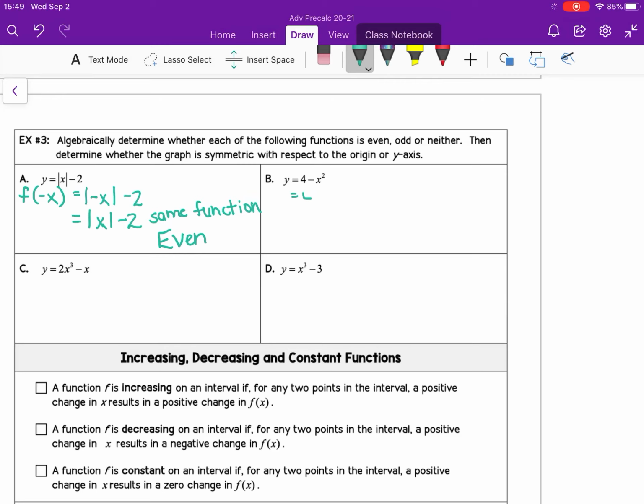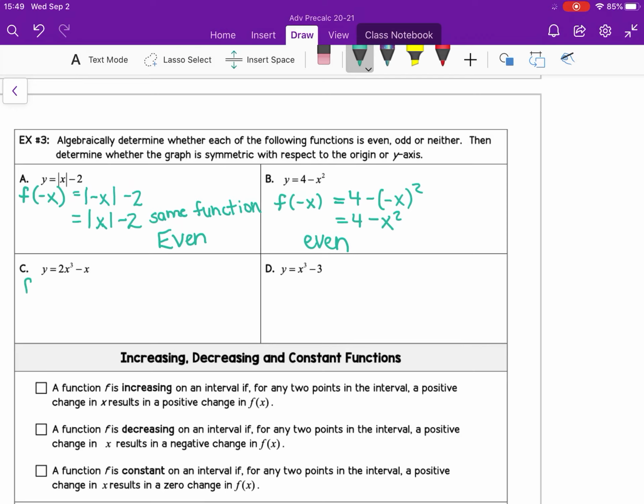Next example. I'm always trying f of negative x to figure it out. Where there was an x, I am putting a negative x. Again, negative x squared is negative x times negative x, which is positive x squared. Again, I have the same function, so again, it is even.